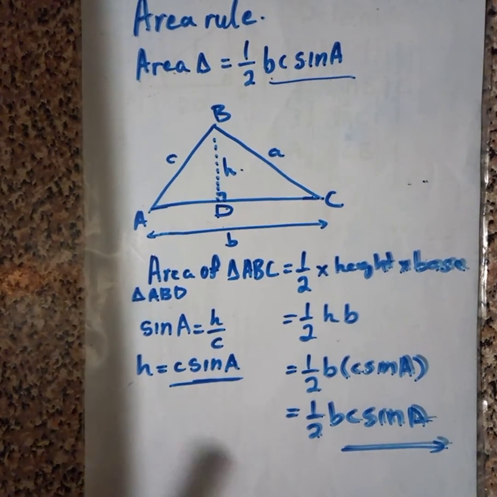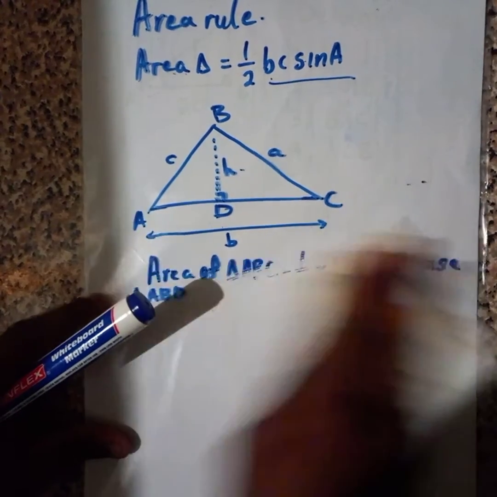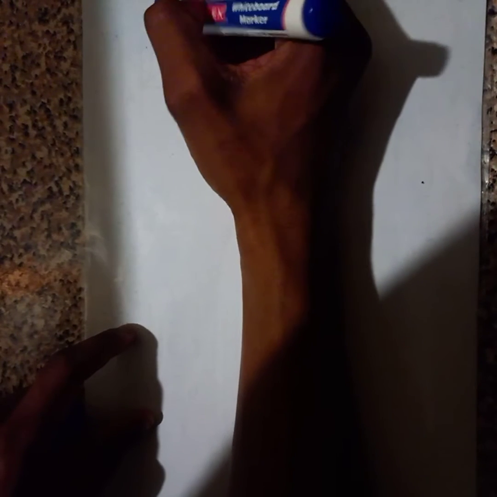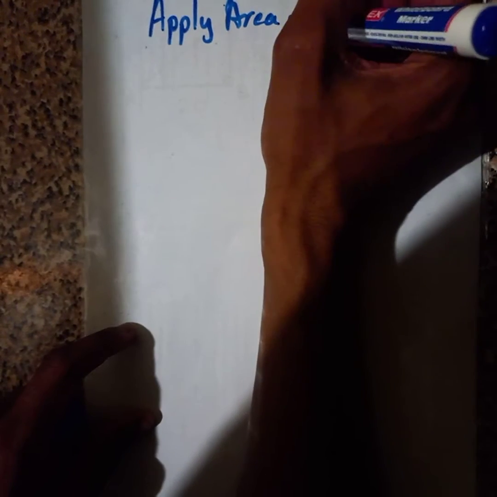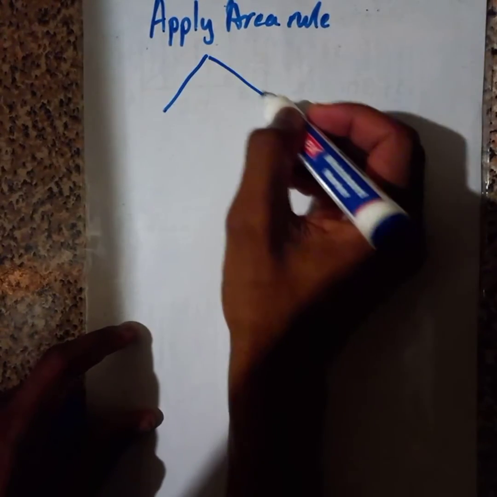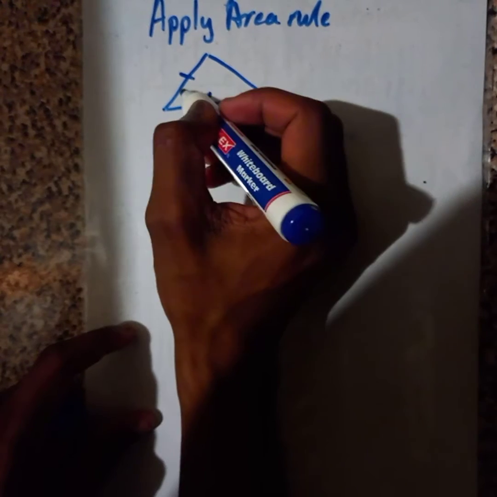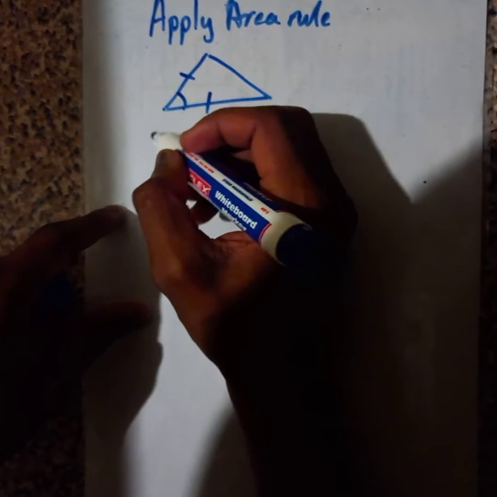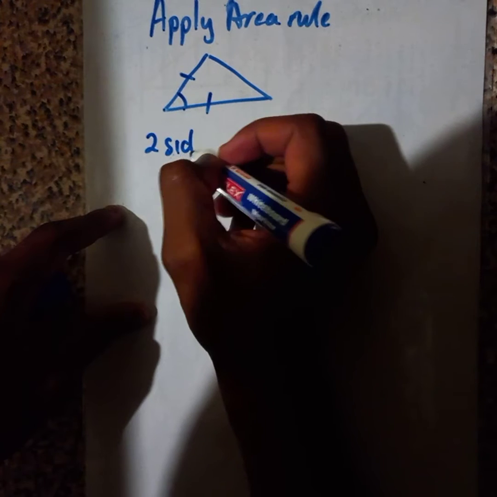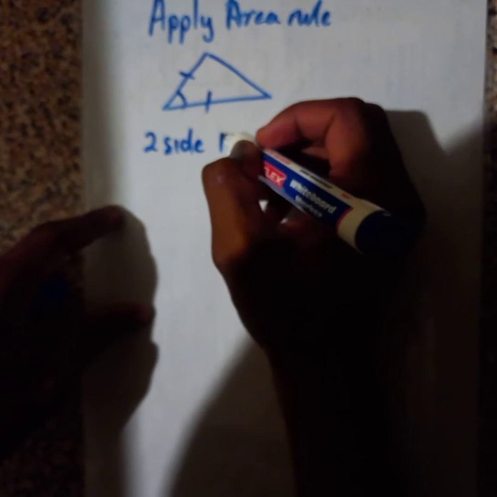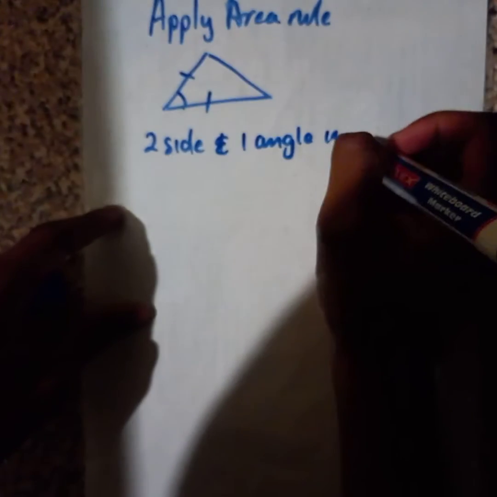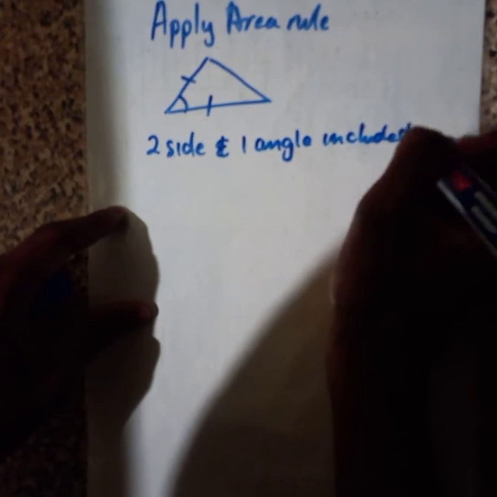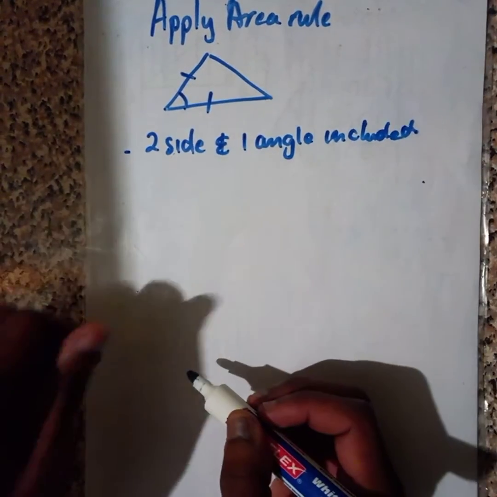But now, let us just do a simple application for area rule. When do we apply area rule? For area rule, you should have two sides and one angle included. See, two sides and one angle included.